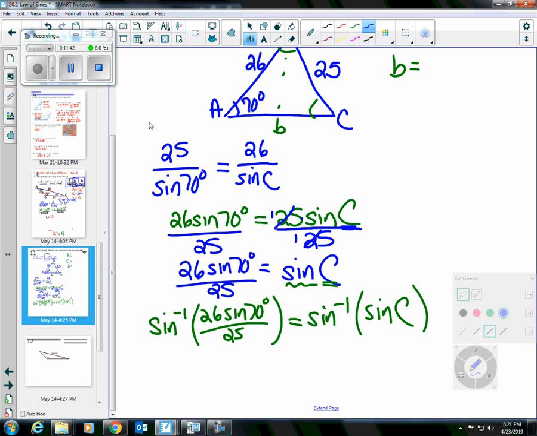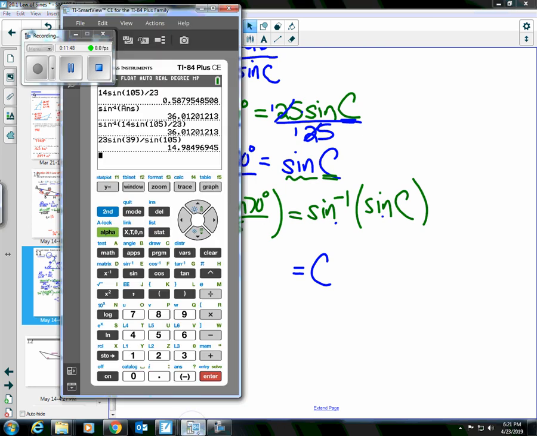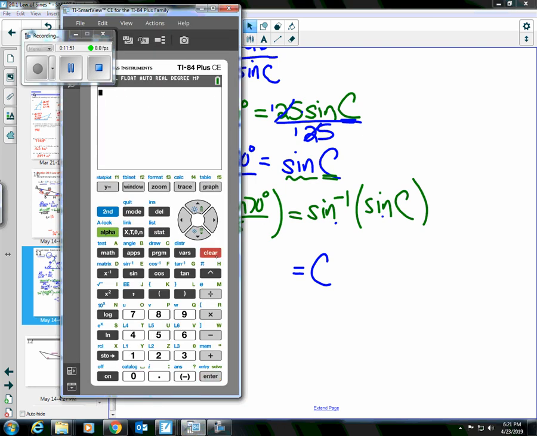Because what happens then if you do a function and its inverse, they undo each other. You'd be left with C, and then over here, it's whatever that value is. So I'm going to do it all at once again. So I'm going to do inverse sine, and then I have 26 times the sine of 70 degrees, finish off that parenthesis, divided by 25.